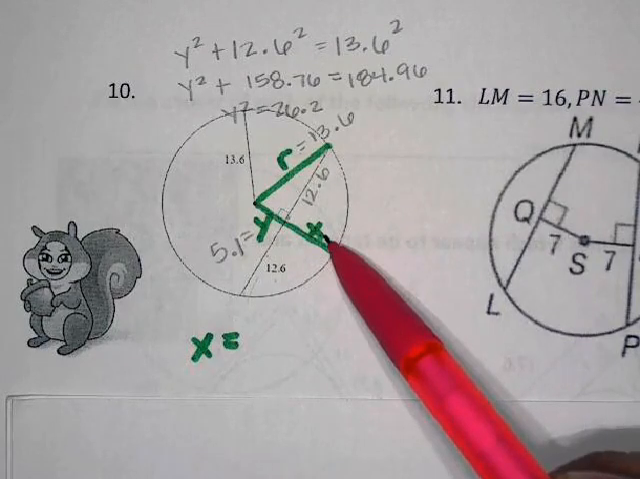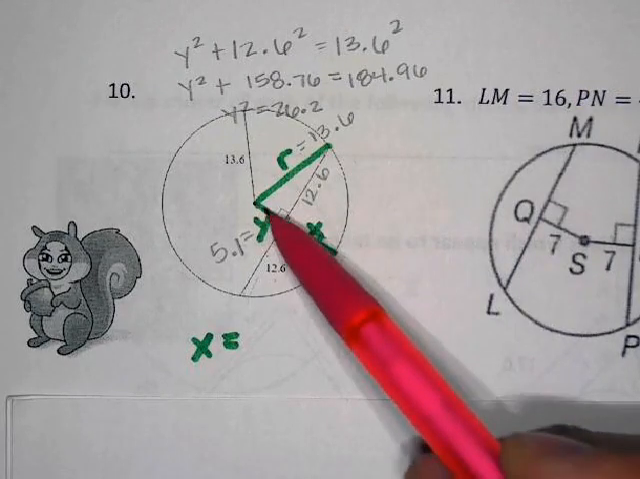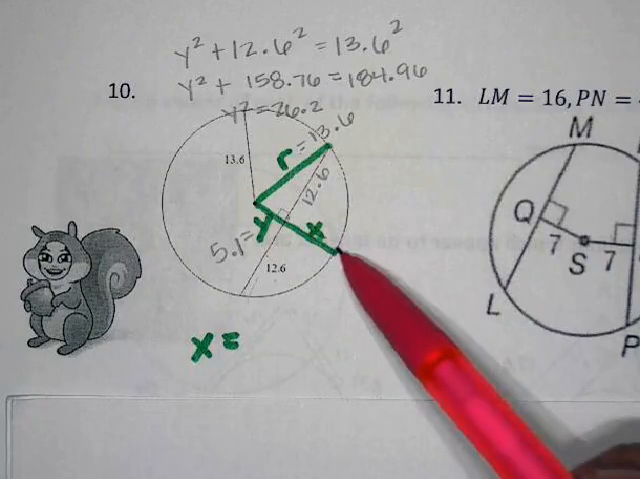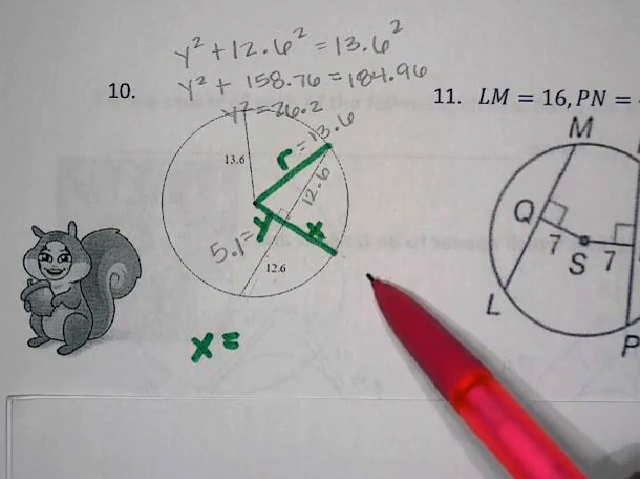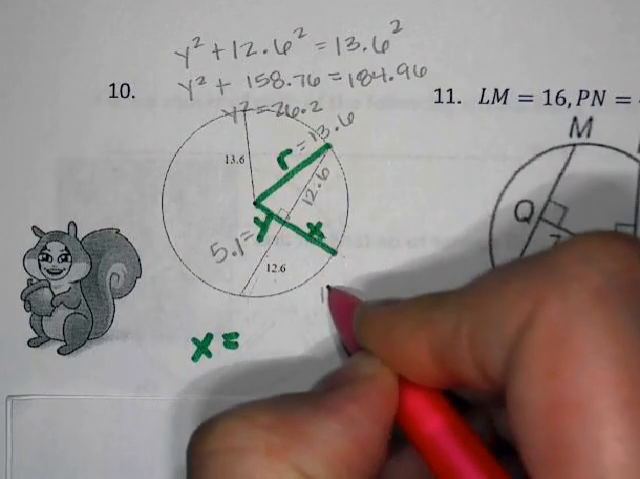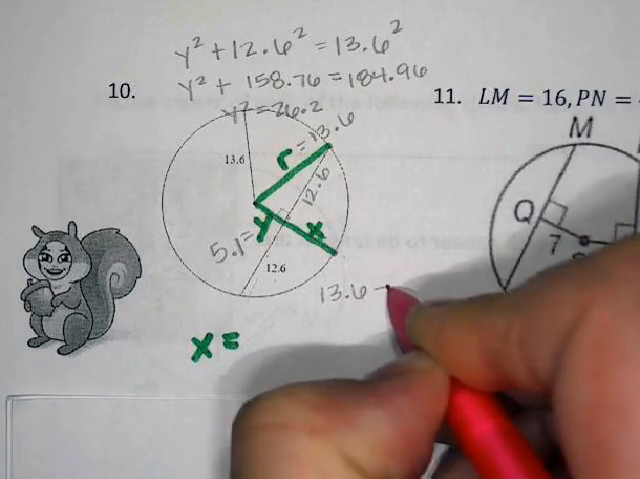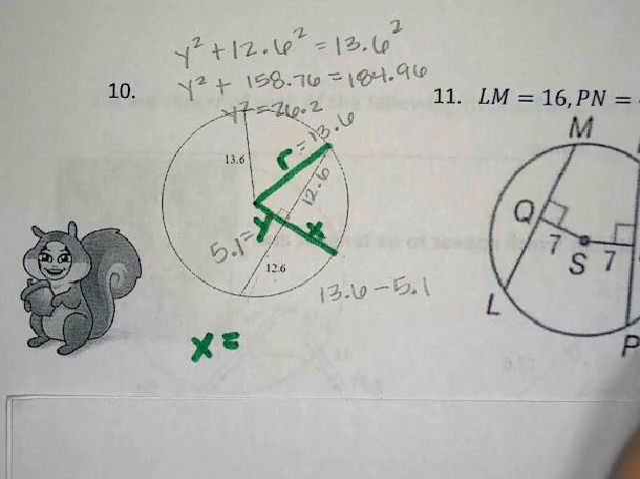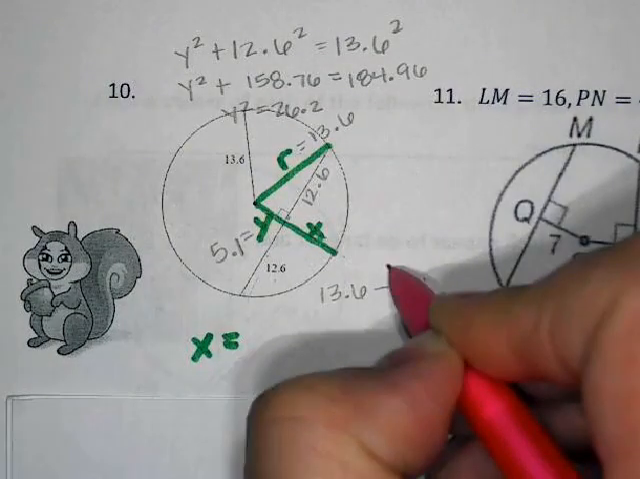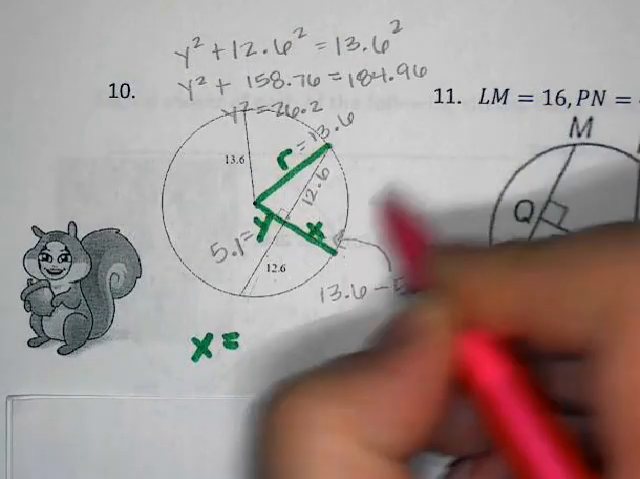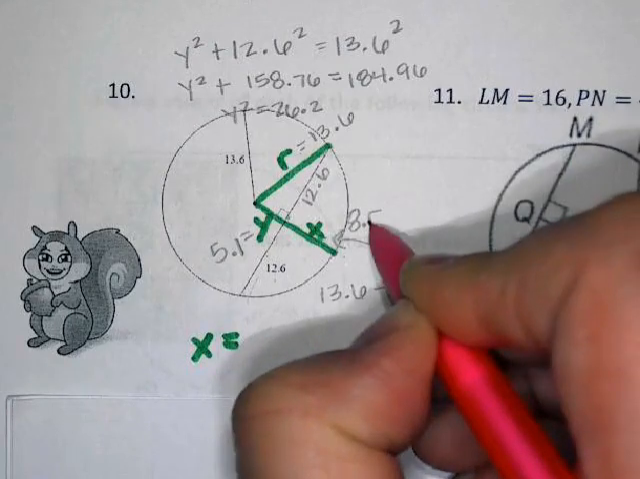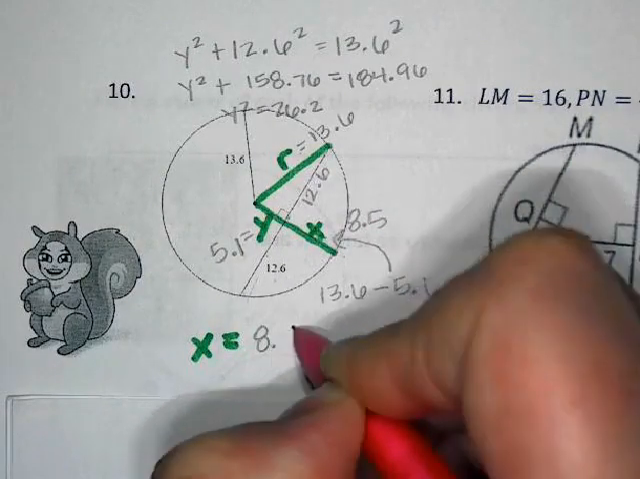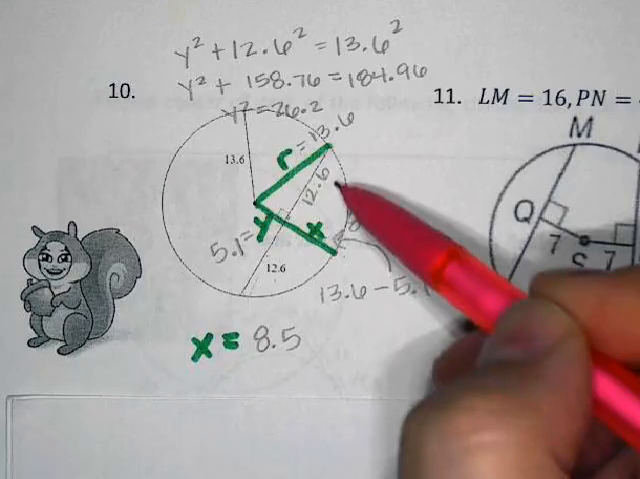Subtract y from the radius. So we know that x and y altogether is a radius of the circle. And so we're going to do 13.6 minus the y value. And that's going to give us the x value. And so what is the x value? 8.5. I only did one decimal place because the problem only had one decimal place, but if you did more than one, that's fine.